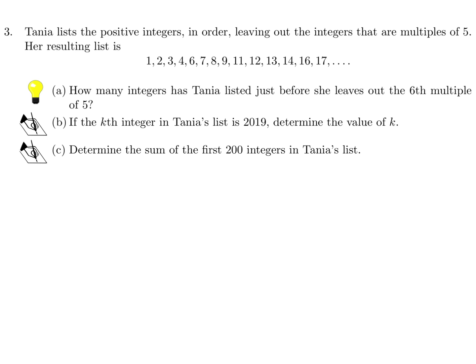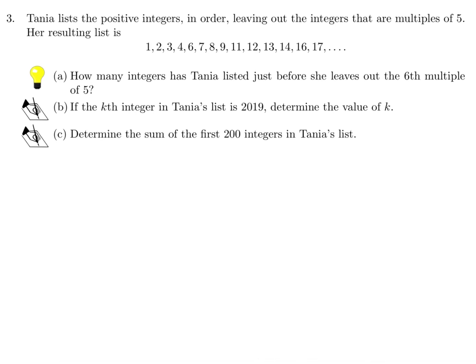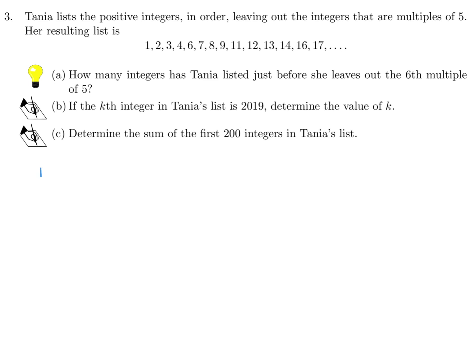Tania lists the positive integers in order, leaving out the integers that are multiples of 5. Her list is 1, 2, 3, 4, 6, 7, 8, 9, 11, 12, 13, 14, 16, 17, and so on. How many integers has Tania listed just before she leaves out the 6th multiple of 5? Okay, so for part A, the numbers are small, so we can kind of just list them. So it won't take that much time.